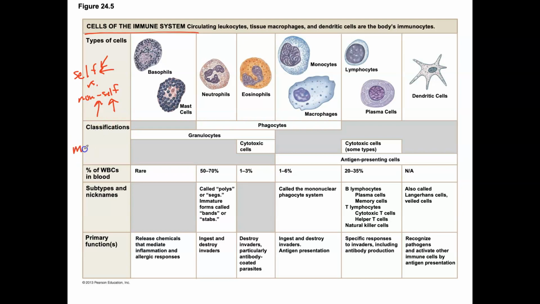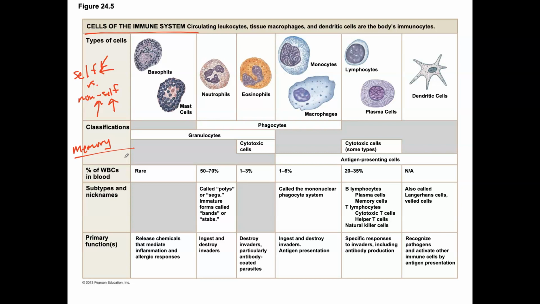So when we talk about the immune system, it's also important to talk about memory. Memory allows the immune system to mount a faster and greater response on an antigen that has previously been introduced to the body.